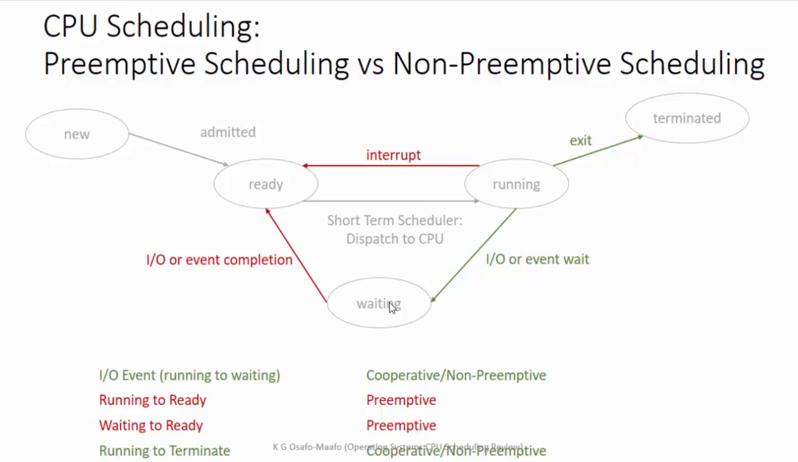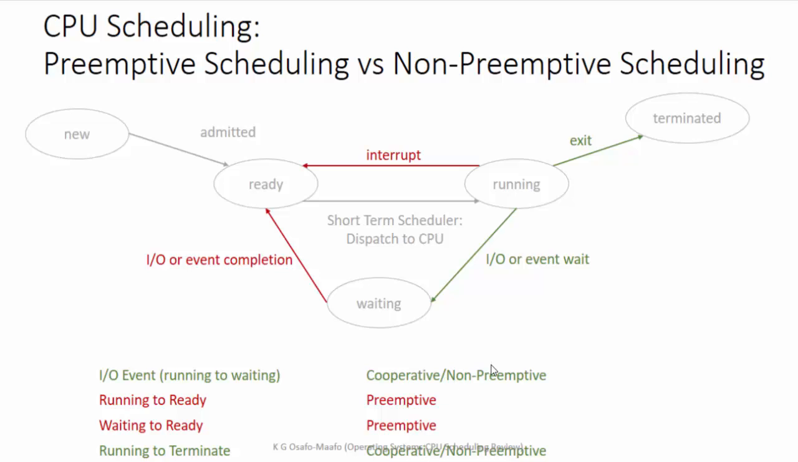Now what I've done is to list out the different transitions that occur for processes. And I want you to pay attention to the ones where it yields. So if a process is running and it decides to exit, that means it is yielding or it's being cooperative. And I think the word I'm using is non-preemptive.